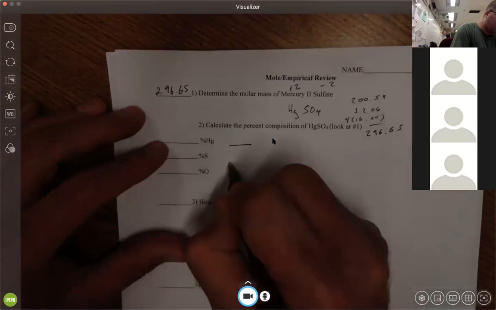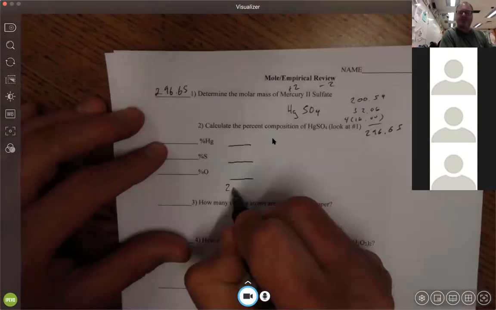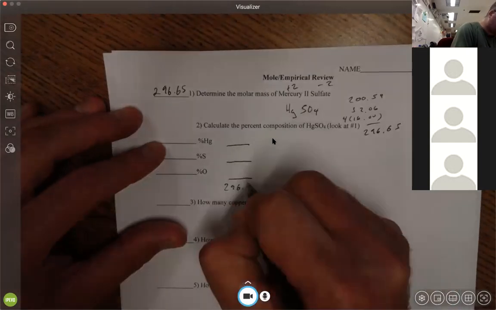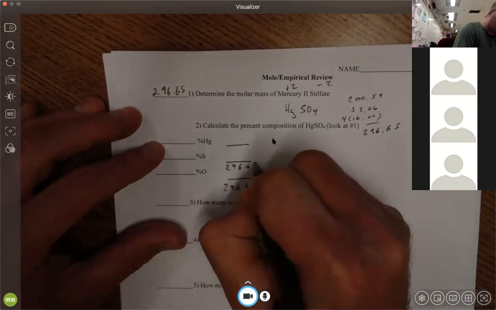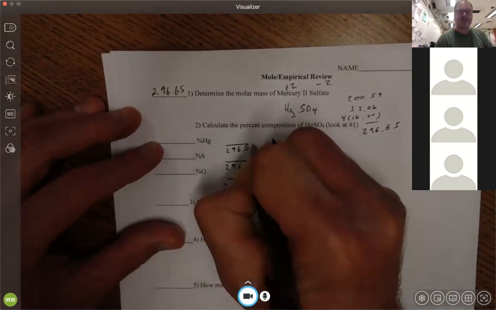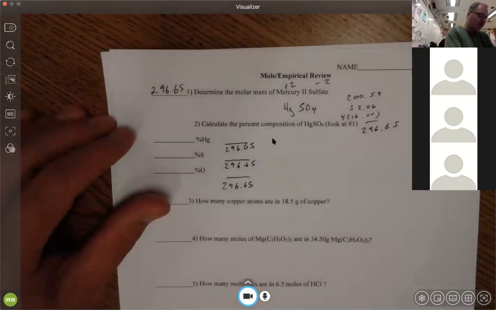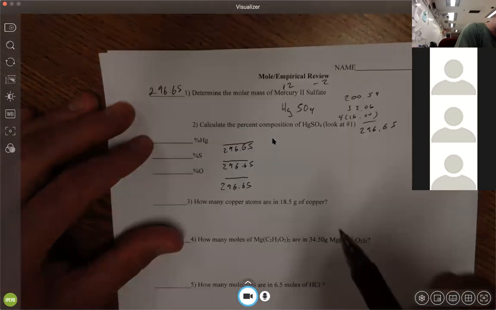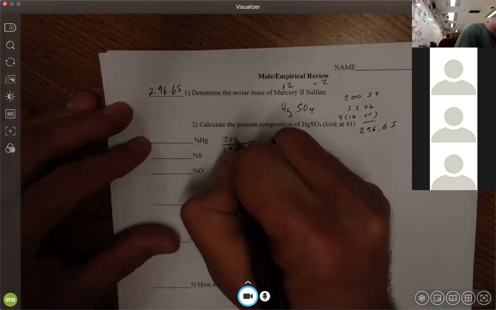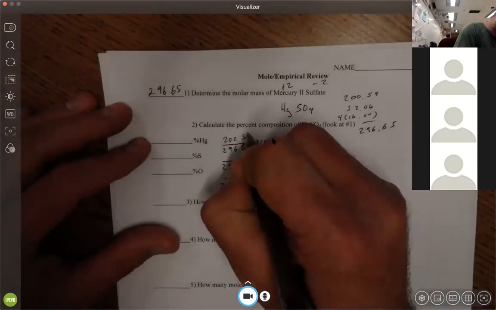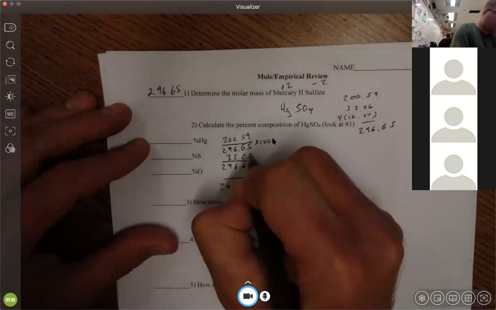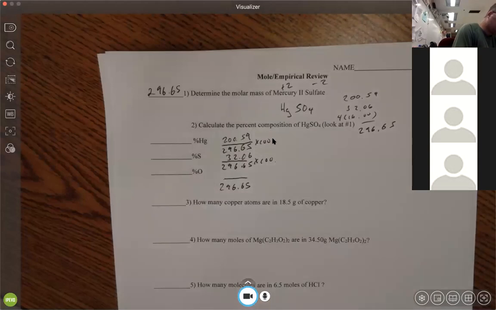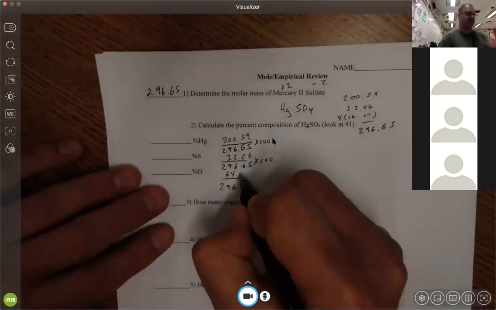for all three of these. So we want to find the percent composition. Remember, percent composition is part over total. So we have the total for all these as being 296.65. We're then going to put the part of each of these above it. So the part that was mercury is 200.59. The part that was sulfur was 32.06. 4 times 16, the answer is 64. The part that is oxygen is 64.